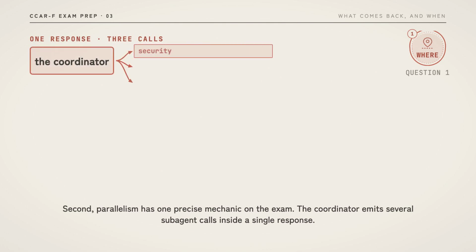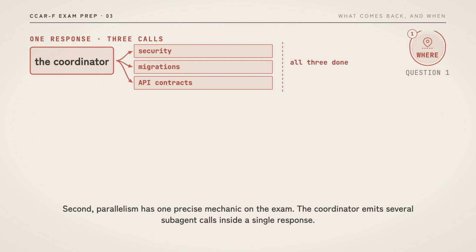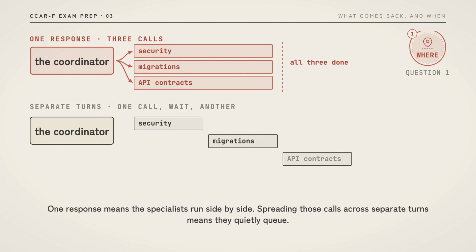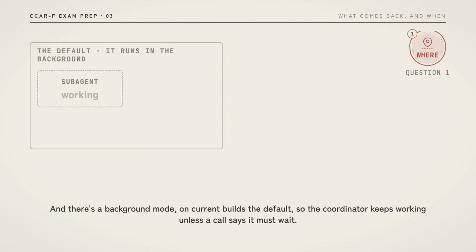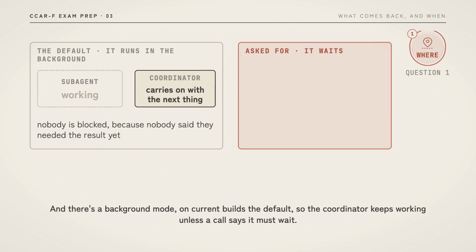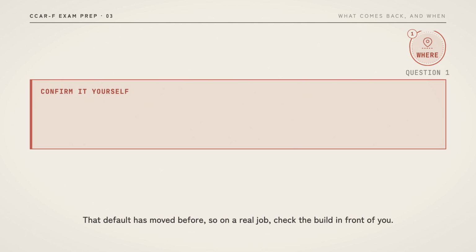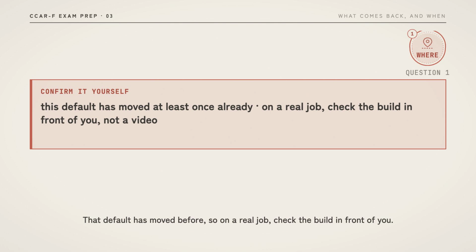Second, parallelism has one precise mechanic on the exam. The coordinator emits several subagent calls inside a single response. One response means the specialists run side by side. Spreading those calls across separate turns means they quietly queue. And there's a background mode, on current builds the default, so the coordinator keeps working unless a call says it must wait. That default has moved before, so on a real job, check the build in front of you.